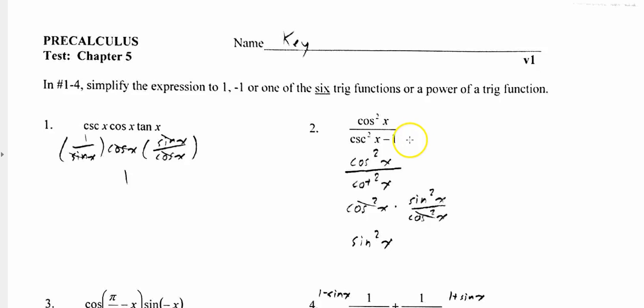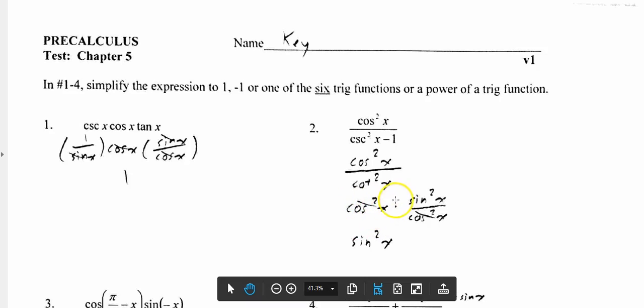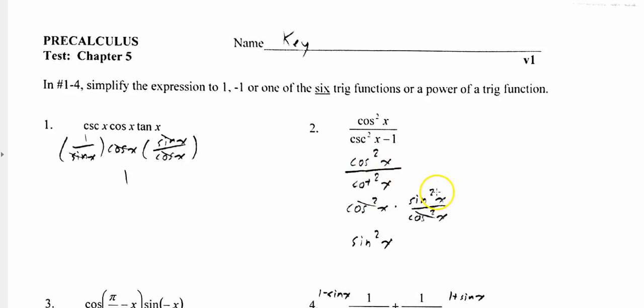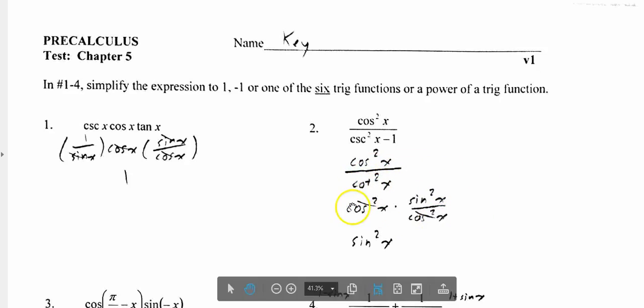On number 2, I recognized cosecant squared minus 1 as one of the Pythagorean identities on a reference sheet, which let me take those two terms and condense it down to just cotangent squared. And then I rewrote everything in terms of sines and cosines. Now again, cosine squared is already in terms of sines and cosines, so I don't need to do anything to that piece. All I was actually doing was, instead of dividing by cosine over sine, I did keep change flip and multiplied by sine over cosine. That way I have a cosine squared in the numerator, cosine squared in the denominator. All that was left was sine squared.